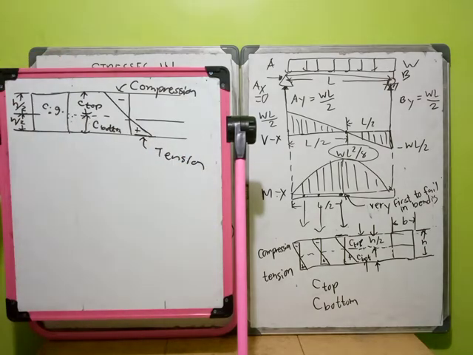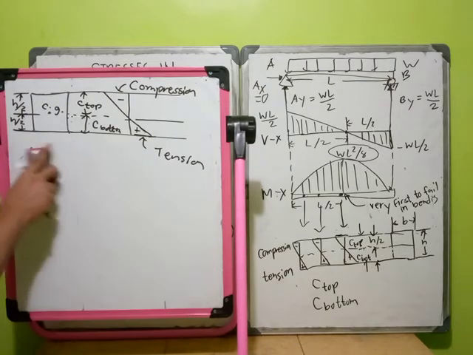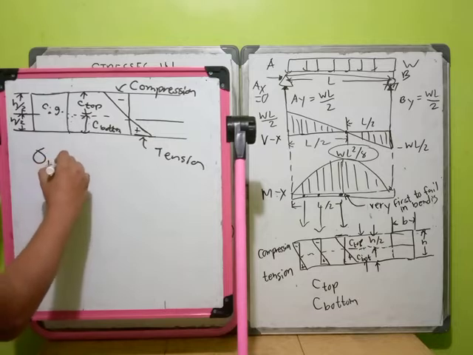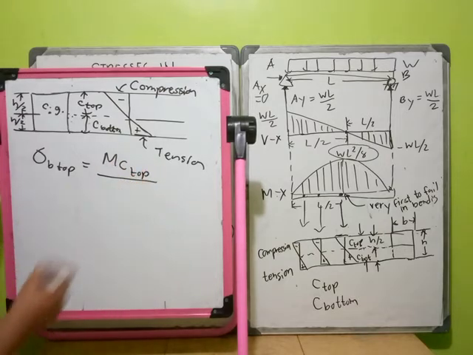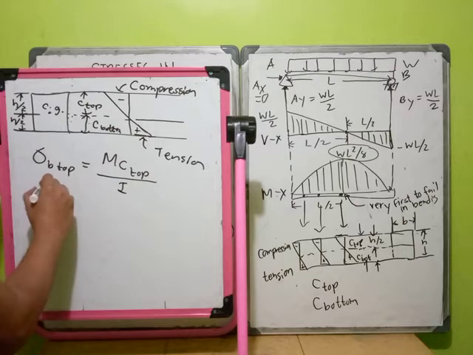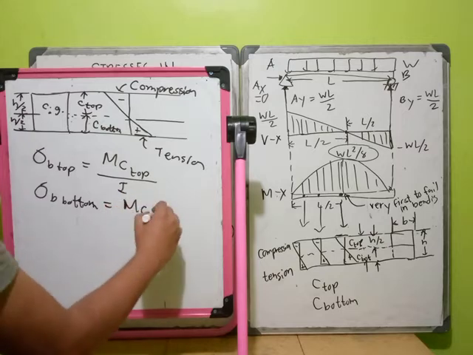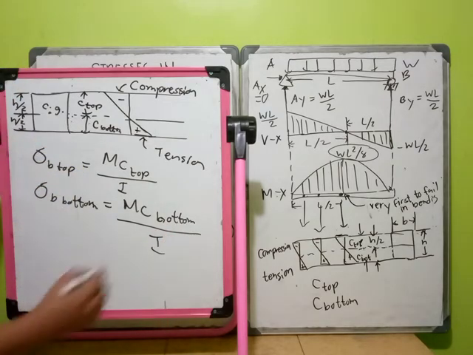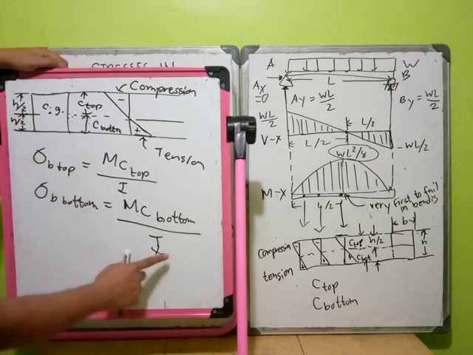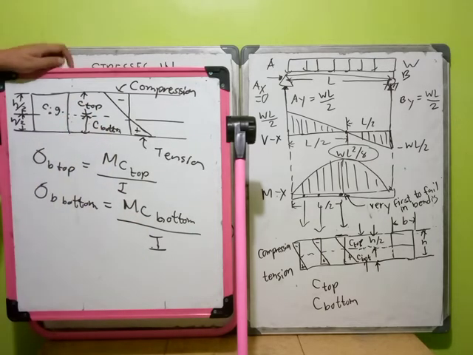So you will compute two different bending stresses. You have bending stress at the top, which is equivalent to M C top over I, and then bending stress at the bottom, which is equivalent to M C bottom over I. So you will have two different values. At the compression side, this will be your formula, M C top, and for the bottom you will use C bottom. Please take note, what is your C top and C bottom?